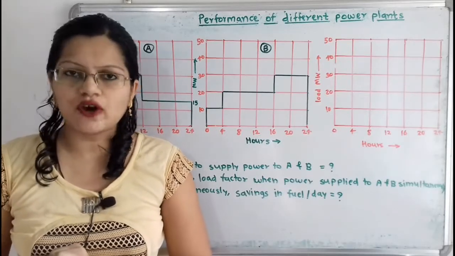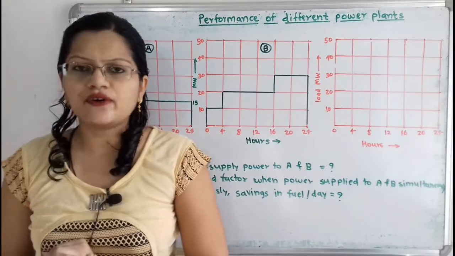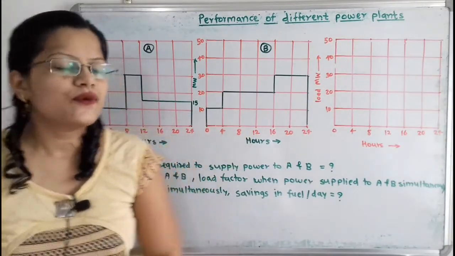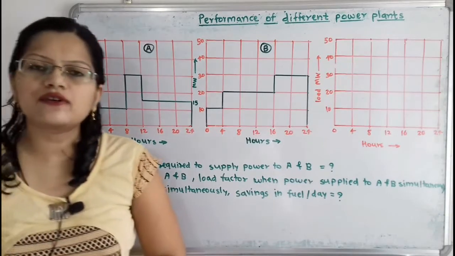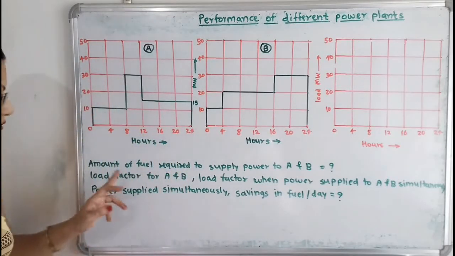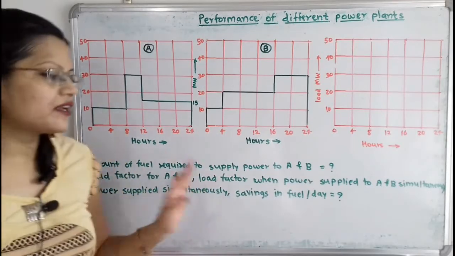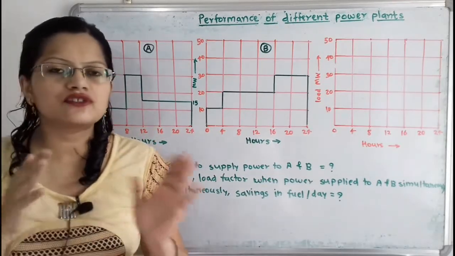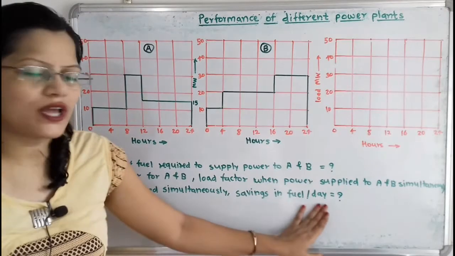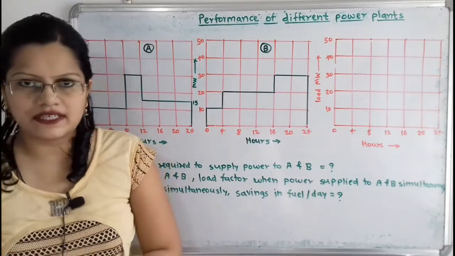Today we are going to solve a problem on performance of different power plants. In this video, demand curves for consumer A and consumer B are given, and we have to calculate the amount of fuel required to supply power to consumer A and B separately. Then we will find out the load factor for consumer A and B, and the load factor when power is supplied to consumer A and B simultaneously. We will find out the savings in fuel per day when the power is supplied to consumer A and B simultaneously.